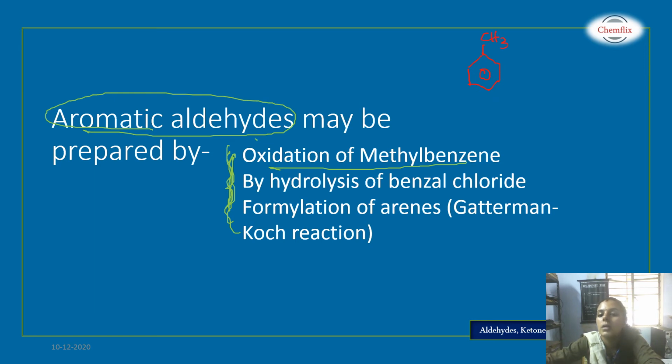What is the common name of this methyl benzene? The common name is toluene. So oxidation of toluene, you are taking CH3, that is this toluene, and you are going to oxidize this toluene. Then you will get the corresponding aldehyde. That is what is called aromatic aldehyde.